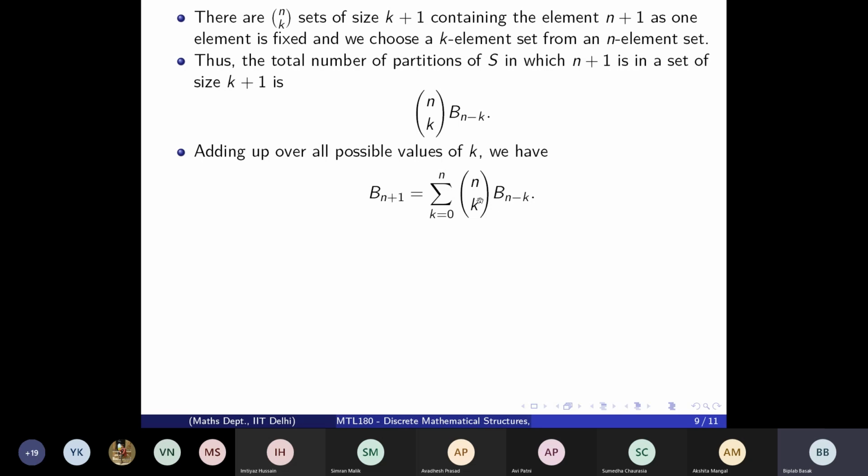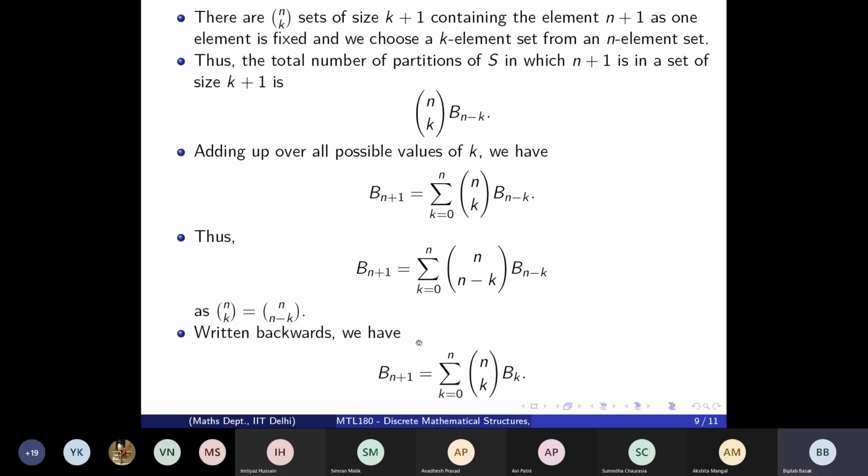Since we know that n choose k is the same as n choose n minus k, we can write that here. Now just replace n minus k by k, or you can say we add backward, and then you will get this. So this is just a counting argument, part of combinatorics. In this way you can prove this.